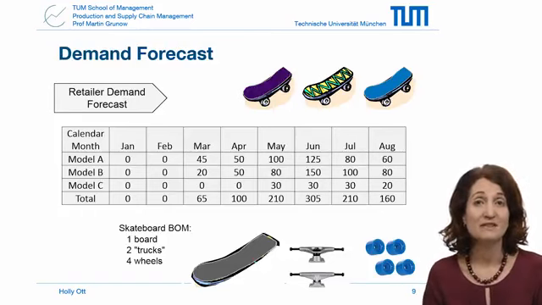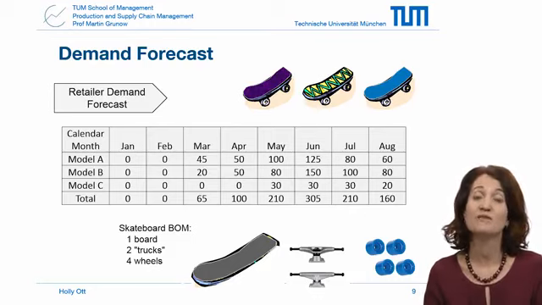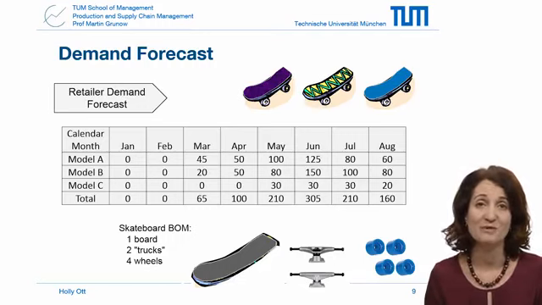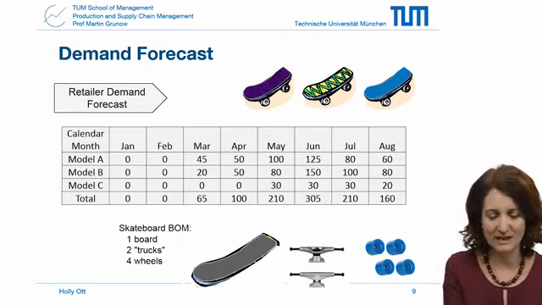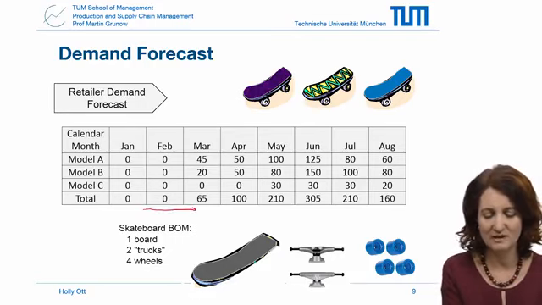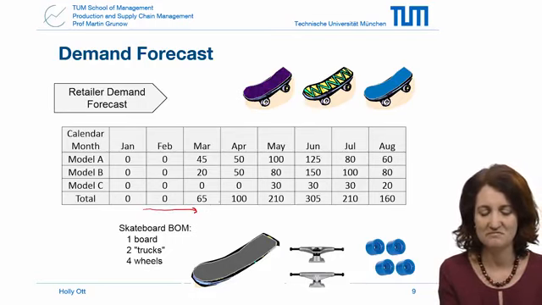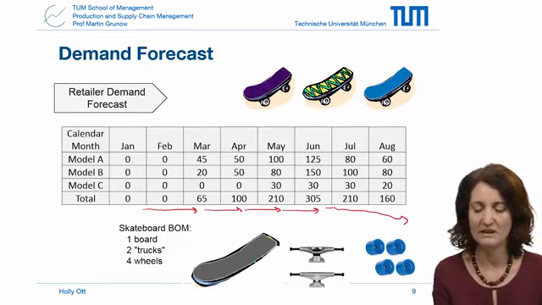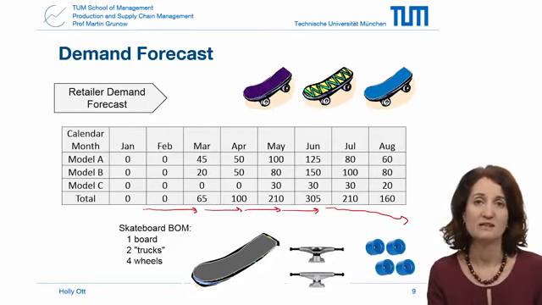Normally, demand is given as a forecast from the customer. And here we see the demand forecast from sports retailers for 3 different models of skateboard. At the beginning of the year, there's no real demand for skateboards. But as we move into the springtime, the demand increases from about 65 here in March to 100 in April, over 200 in May, over 300 in June, and then dropping off in July and August.